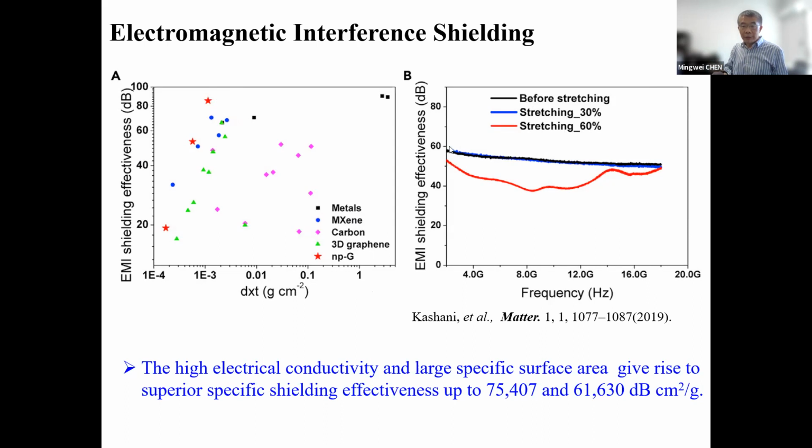Also, because the 3D graphene is flexible, we can check the frequency shielding dependency with deformation. When you come to 30% stretch, you see the shielding efficiency doesn't change too much until 60%. Probably the deformation introduces damage that makes the shielding efficiency decrease, become worse. But 30% flexibility is good enough for many flexible electronic device applications.